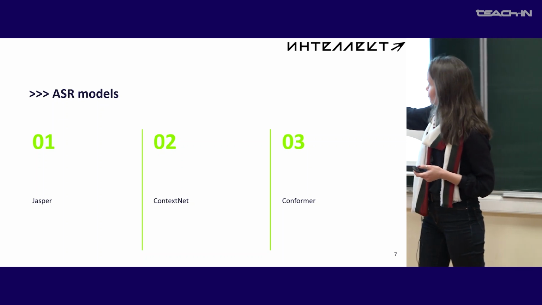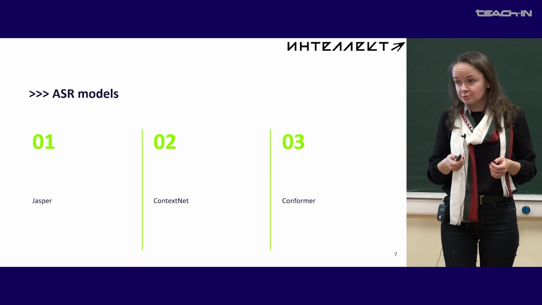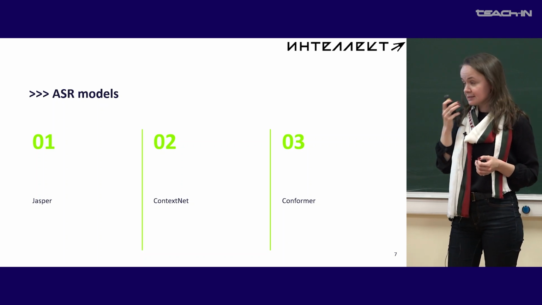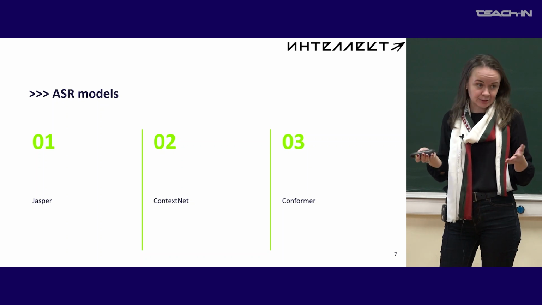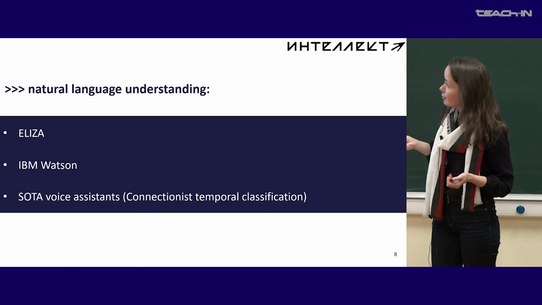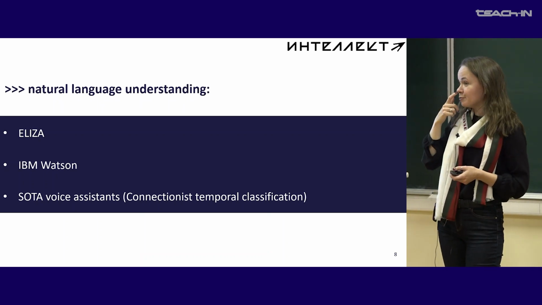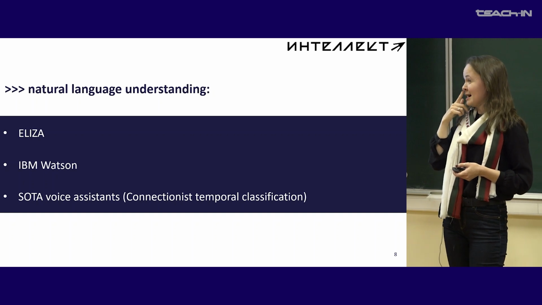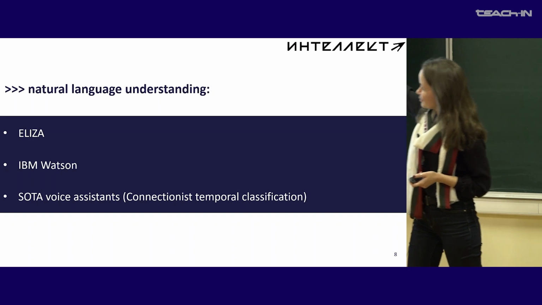But of course, the conformers like Whisper or whatever, they do try to rely on context, not just doing this pure classification task. Because otherwise, if it's just pure classification, we cannot speak about natural language understanding. This is the step which is probably not achieved yet, starting with Eliza.